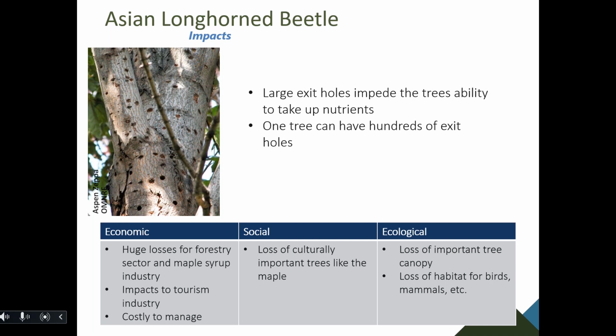Some of the economic impacts include a huge loss for the forestry sector, of course, and the maple syrup industry, impacts to the tourism industry, and it's very costly to manage. Some societal impacts include loss of culturally important trees like the maple tree, and some ecological impacts include loss of important tree canopy and loss of habitat for birds and mammals.